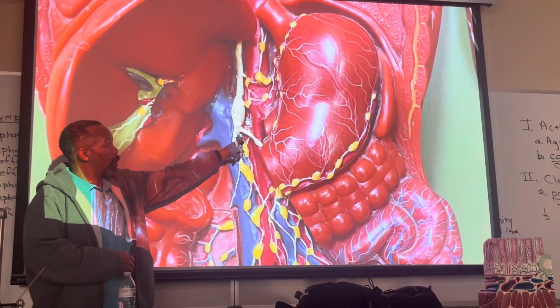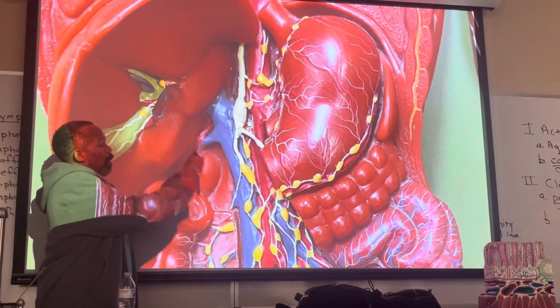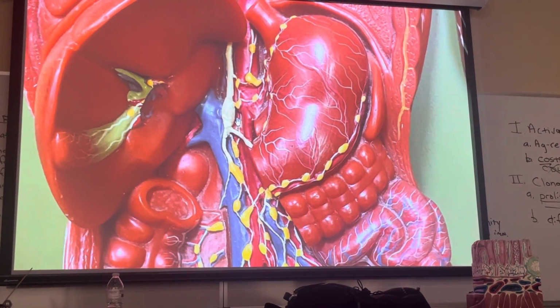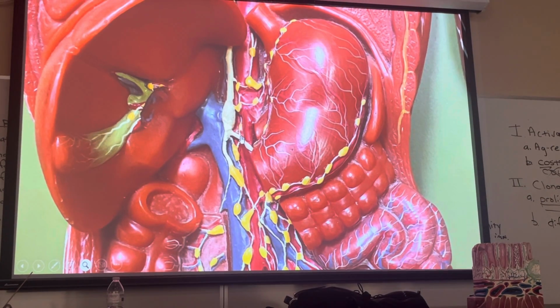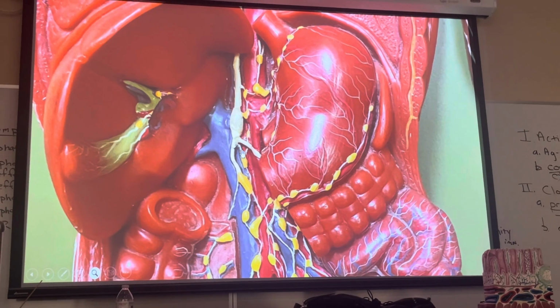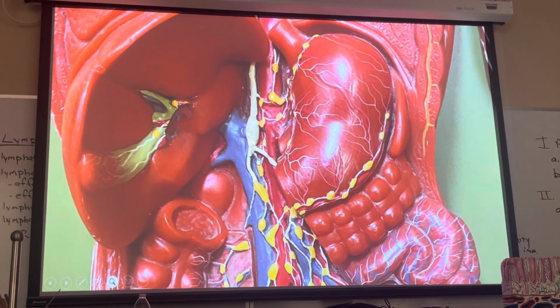1, 2, 3. The 2 on either side are your lumbar trunks. There is the left lumbar, here's the right lumbar trunk. You see the one popping up in the middle? That's the intestine.